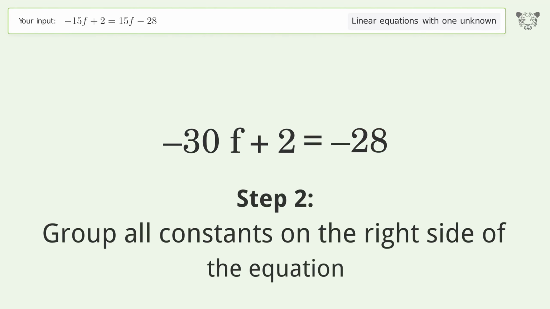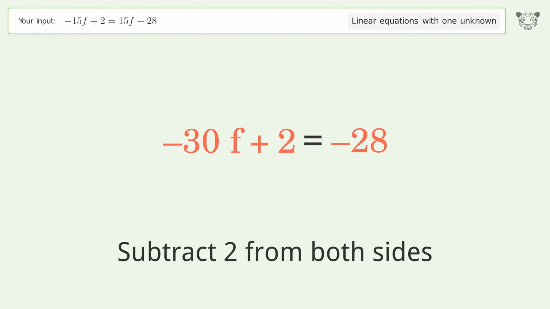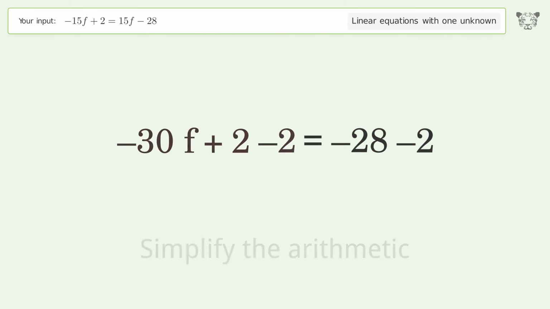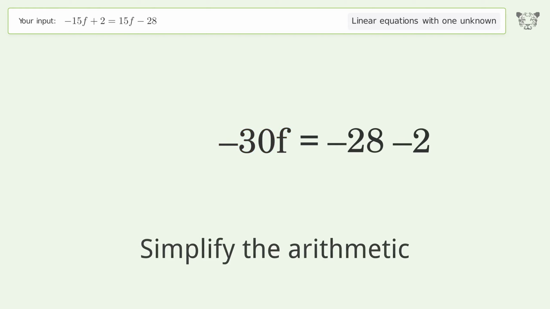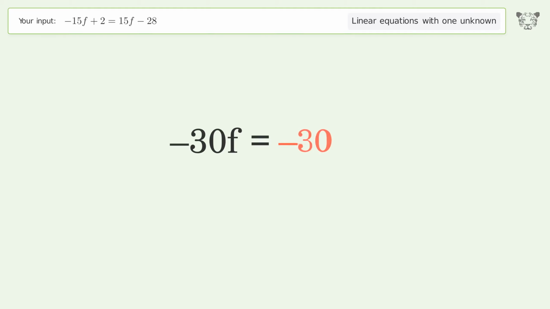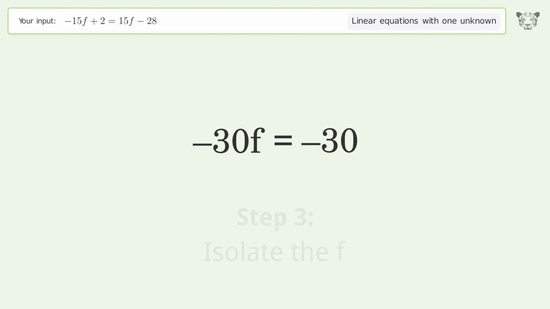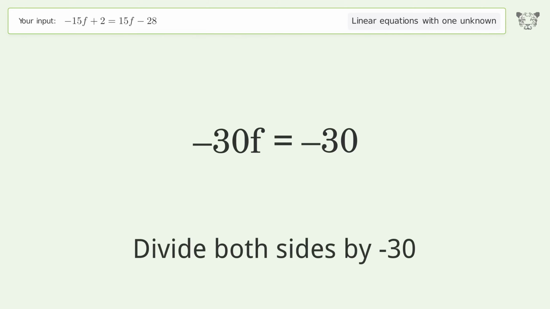Group all constants on the right side of the equation. Subtract 2 from both sides. Simplify the arithmetic. Isolate the f. Divide both sides by -30.